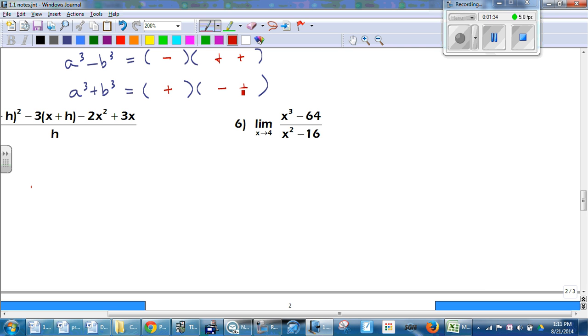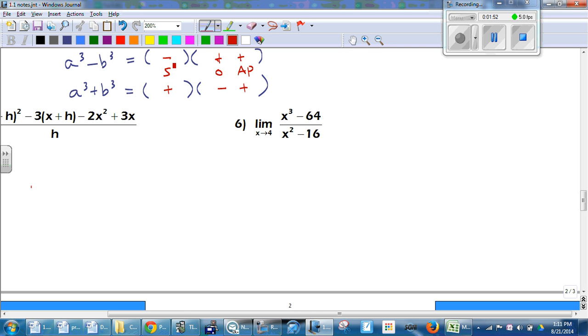So one way to help you remember this: this one is the same as this. This is the opposite of this one. And then this one is always positive. So that spells out the word SOAP. Same sign, opposite, always positive.